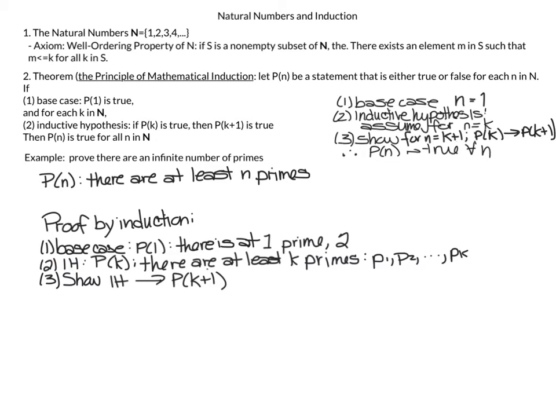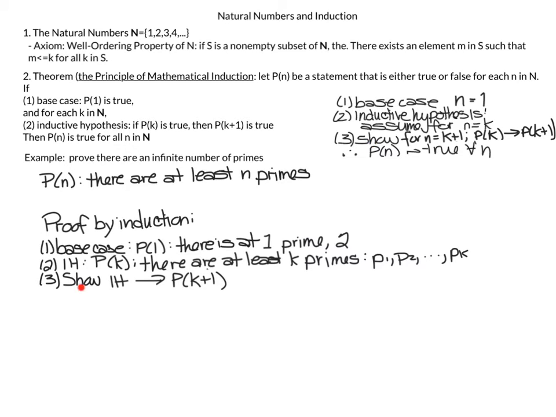Second, we do our inductive hypothesis. We assume this is true for n equals k. So we're going to assume P(k), that is, there are at least k primes. And we're going to call them p1, p2, up to p sub k. And just a note, these are k primes. They're not the first k primes. So in other words, this may not be the numbers 2, 3, 5, 7. They're just random primes. So it could be 3, 11, 17.